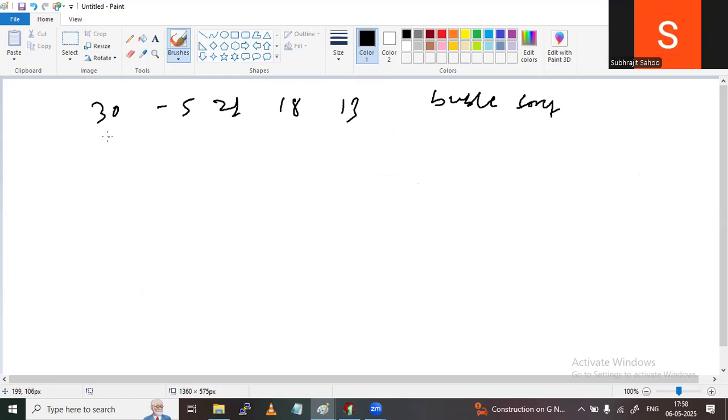First I will take this element, 30. The index numbers are 0, 1, 2, 3, 4. I will take the 0 index element and compare this 0 index with the 1 index. So 30 is bigger, minus 5 is small. So what will happen? Exchange, swapping has to be done. So minus 5 will come here.